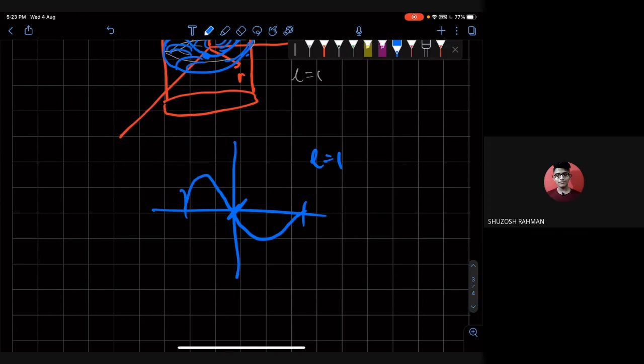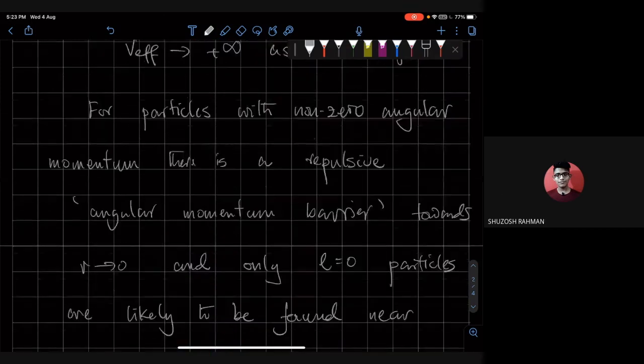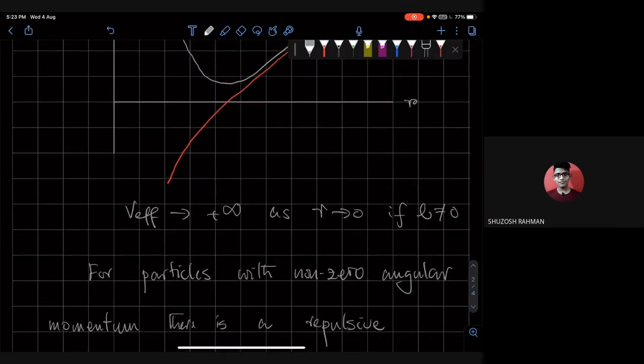Any questions? I mean, this is a kind of an intuitive idea. All right. So we figured out something about the nature of the system at the origin.